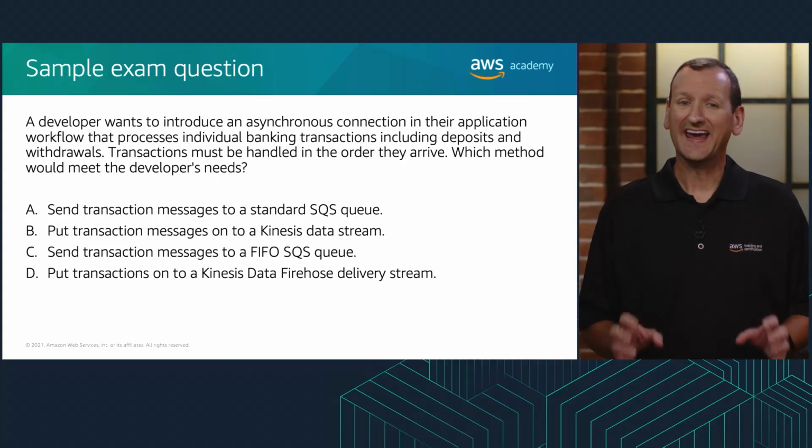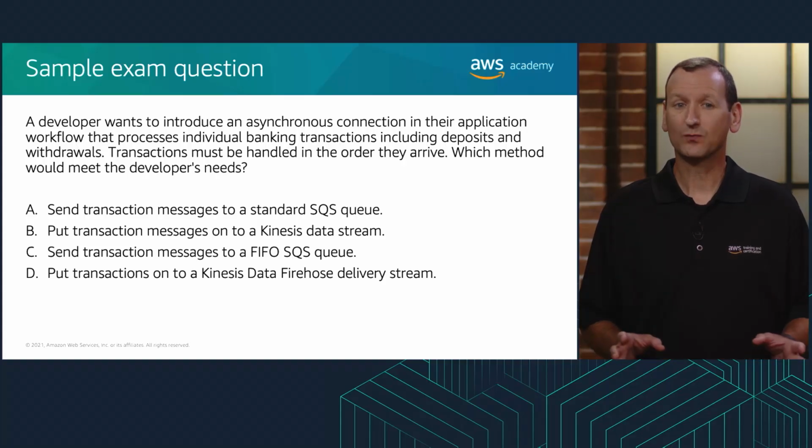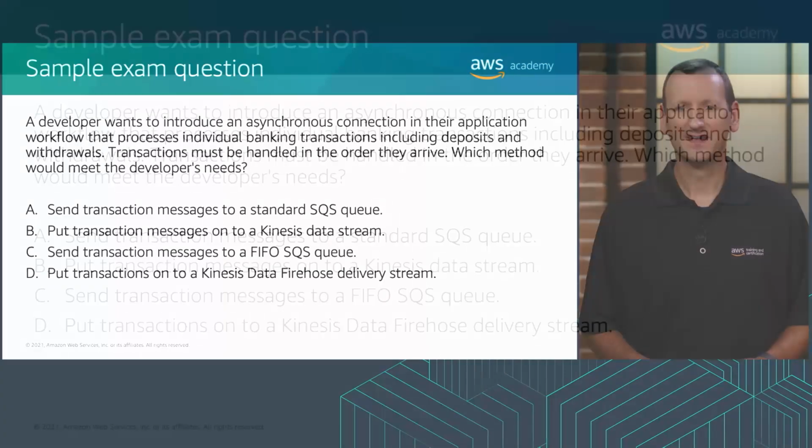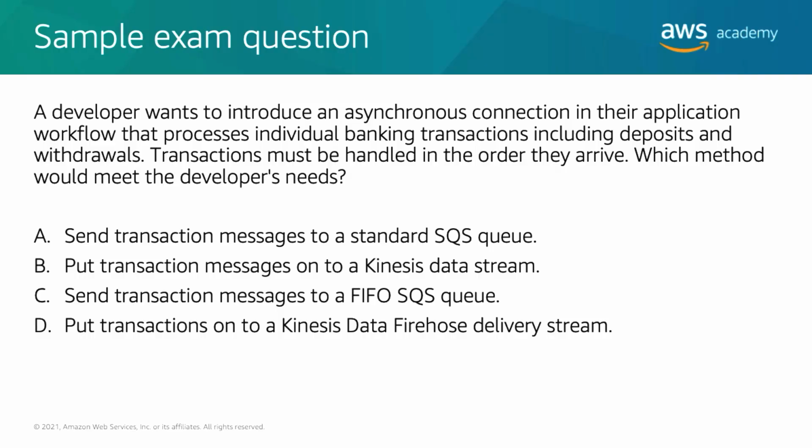Now, let's take a look at a sample exam question. A developer wants to introduce an asynchronous connection in their application workflow that processes individual banking transactions, including deposits and withdrawals. Transactions must be handled in the order they arrive. Which method would meet the developer's needs?